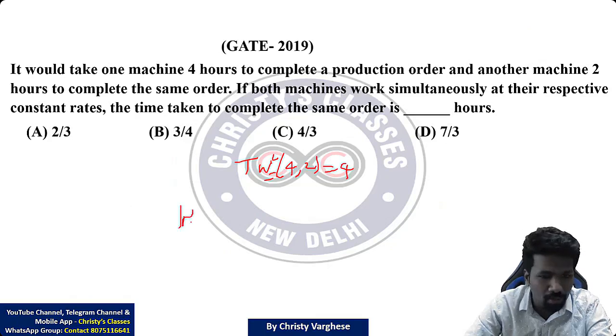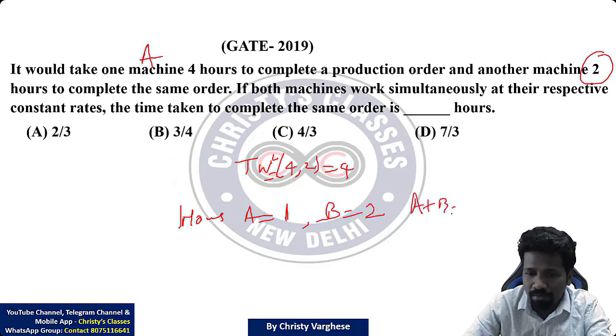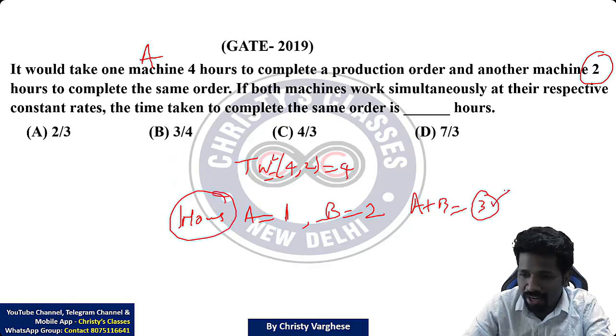So 1 hour, how much work does each of them do? First machine A है तो 4 hour में 4 chocolate. So 1 hour में 1 chocolate ना. B 2 hour में 4 chocolates. So 1 hour में 2 chocolate ना. So A and B together, how much work? 1 plus 2, 3 chocolates per hour. That is called efficiency.